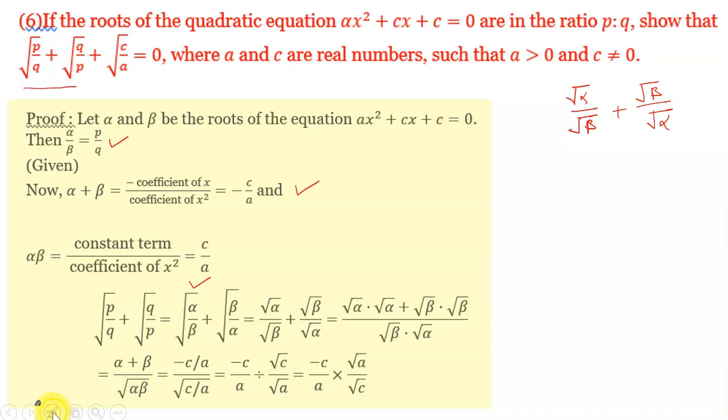Now next, here, it is this. Okay. Alpha plus beta, we know the value of the alpha plus beta, which is minus c upon a, and also the products of the roots c upon a. We will substitute the value. Alpha plus beta ची value किती येतं? minus c upon in root of c upon a. That is here minus c upon a divided by in root of c upon root of a.